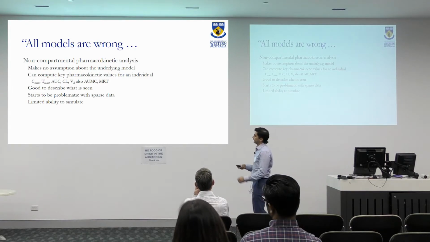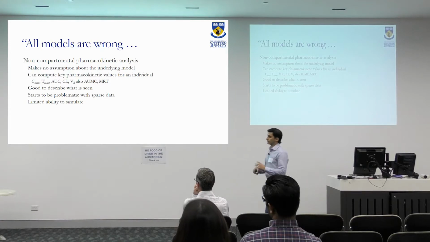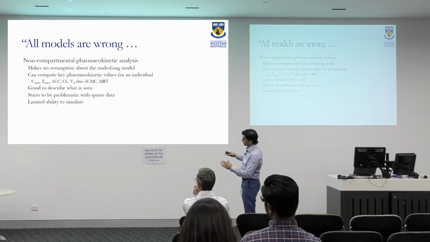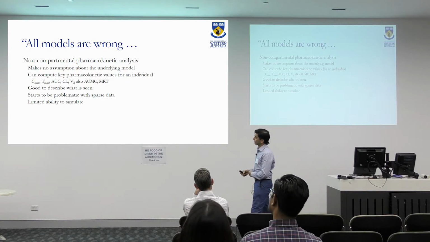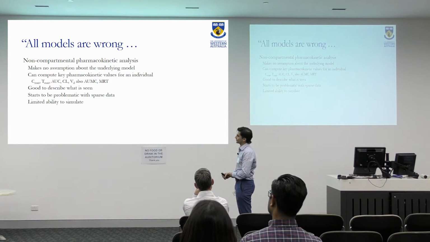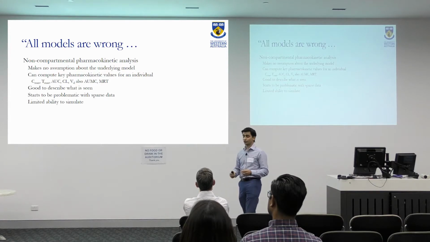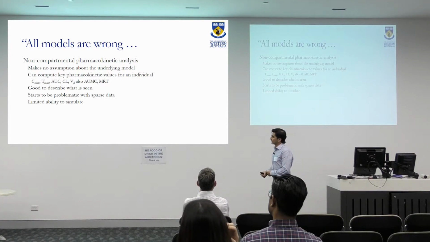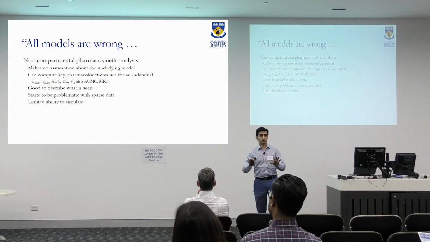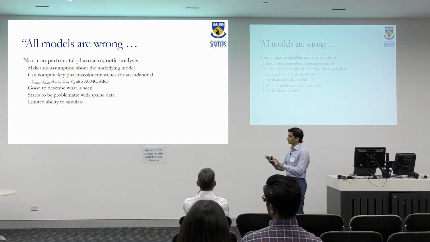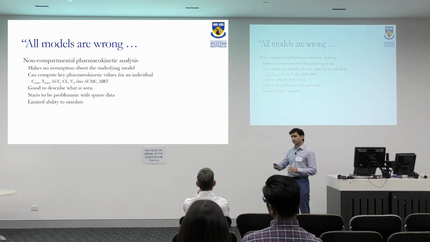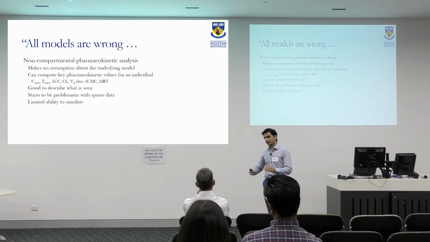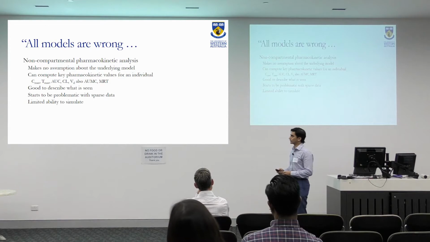You can still compute key pharmacokinetic values for an individual, things that we're familiar with, so Cmax, maximum concentration, Tmax, the time at which that occurs, the area under the curve, and then via different mechanisms, the clearance and the volume as well. And also these other things which are hard to explain and not very useful, area under the first moment curve and mean residence time. It's good to describe what you see. That's what non-compartmental modeling is good for, in terms of what you observe for that patient at that time. But it does become problematic when you have more sparse data, with very limited ability to extrapolate, and you can identify covariates in populations, but it becomes more difficult.